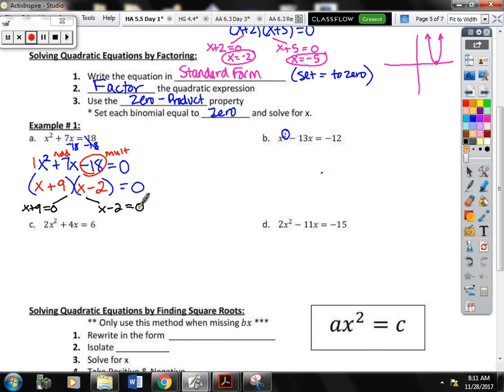Most of you will pick up on the pattern. It ends up being the opposite sign as what you see. But sometimes it does take more solving. If this were like a 2x, you'd have to subtract 9 and divide by 2. But using inverse operations, subtracting 9, we'll get x equals negative 9. And adding 2, we'll get x equals 2. So those are our two answers.